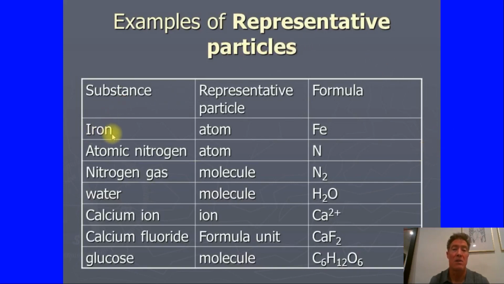What's our substance? Iron. Okay. Iron is an element, so the representative particle is an atom, and we represent it with the formula Fe. Nitrogen gas is a diatomic molecule, so its representative particle is the molecule, and then here's its formula. Water is a molecular compound, so its representative particle is going to be the molecule. Here's its formula. A calcium ion, we say the representative particle here is the ion, and we represent it this way. How about an ionic compound? Well, the representative particle here would be the formula unit, and so we represent it this way. Again, glucose, a molecule, represented this way.